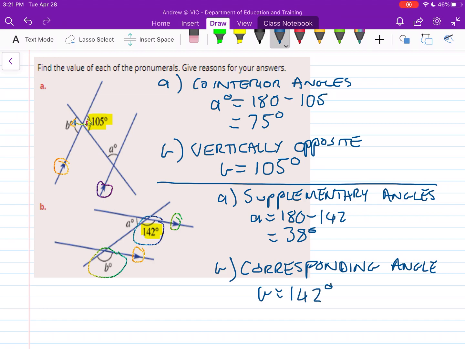Just going over this again, make sure you have a look at the relationships between your angles in parallel lines. Make sure you are comfortable using these and spotting your co-interior angles, your vertically opposite ones, corresponding angles, all these different types. It's about building confidence with this to ensure that you're not making any little mistakes. So good luck with this, and hopefully this all works well for you.